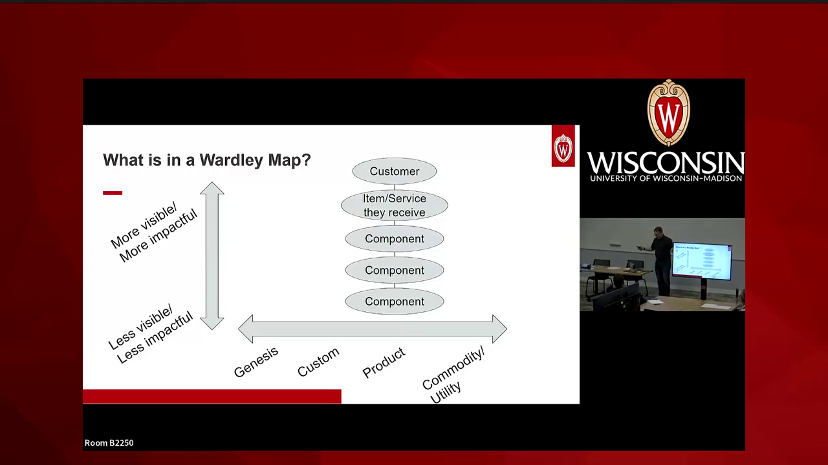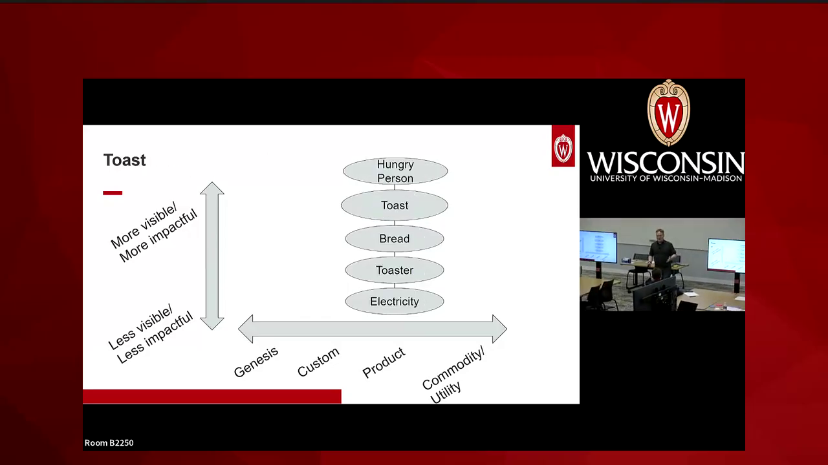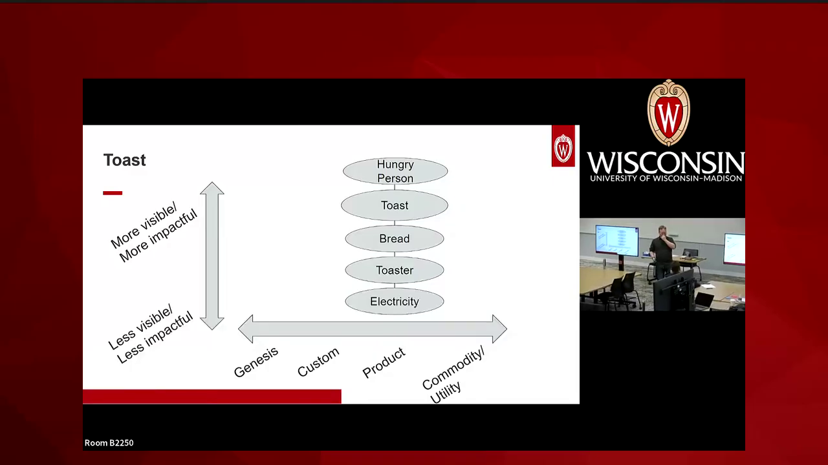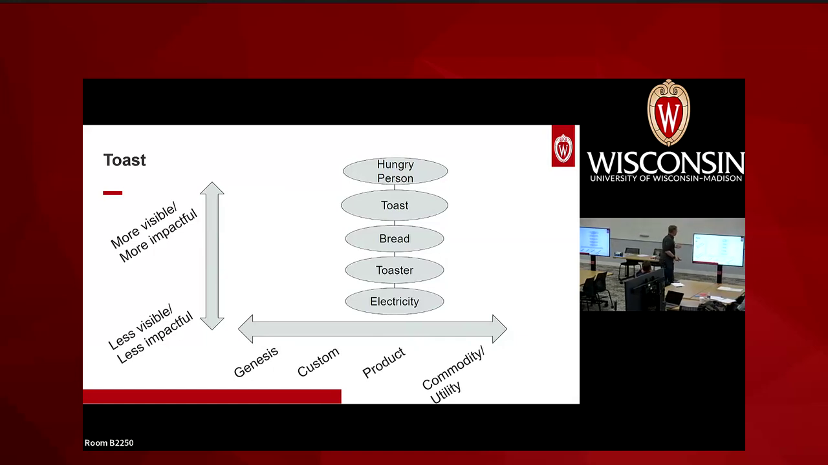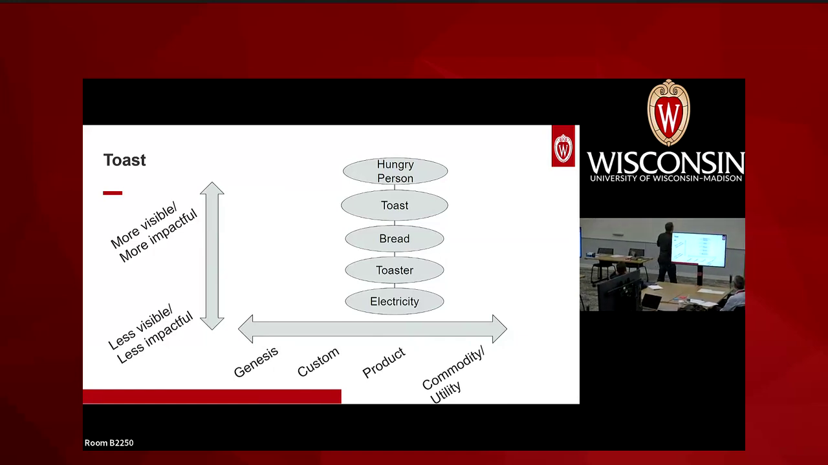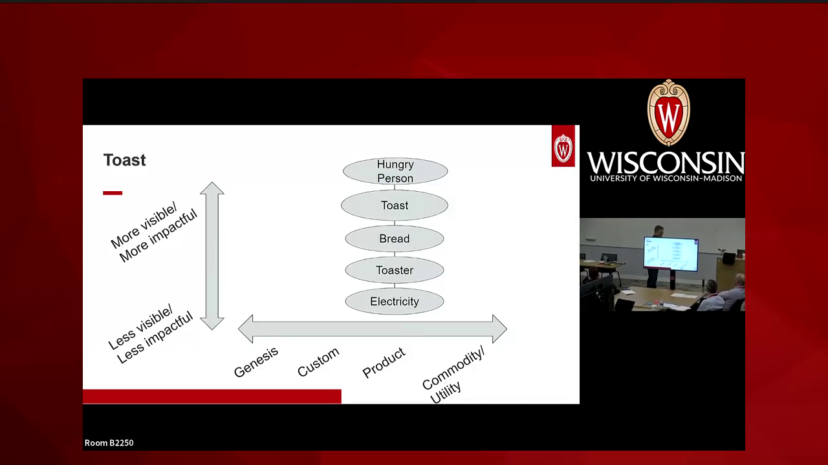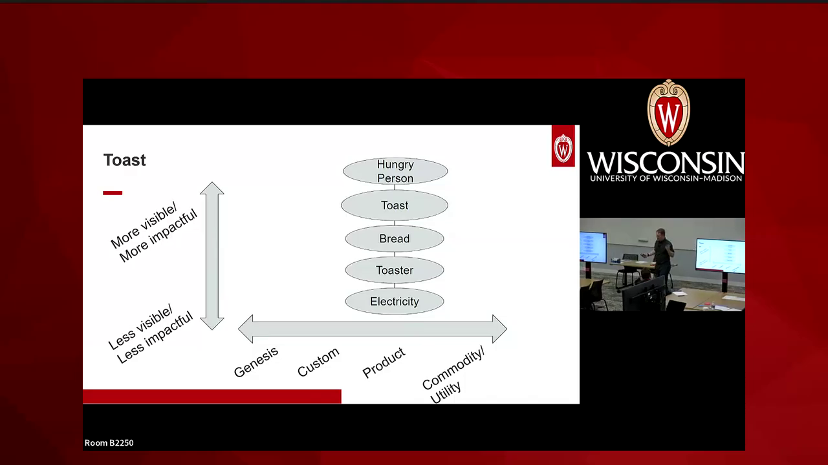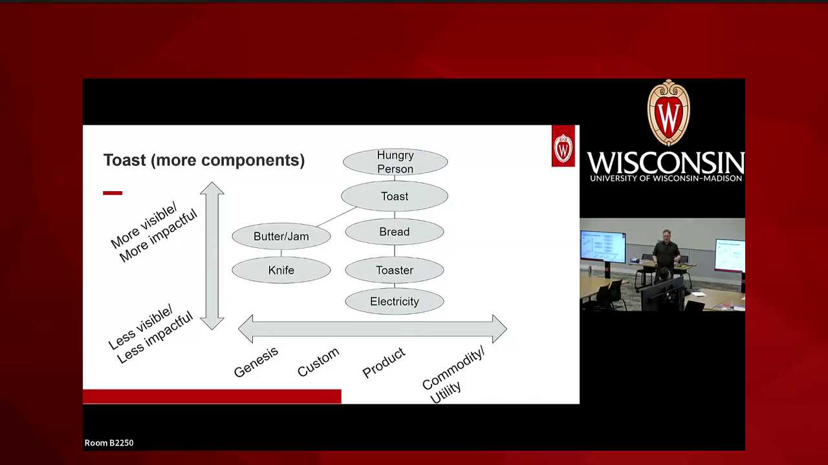All right, so we drop the components in. We have customer at the top. There's components. That's step one. Then we get the next one, my example with toast, right? Someone's hungry. They want toast. It involves bread, a toaster, and some electricity. Nothing surprising there, I don't think. And back to the point, that is clearly not all of the detail that could possibly go into this, but it's enough to have a conversation.